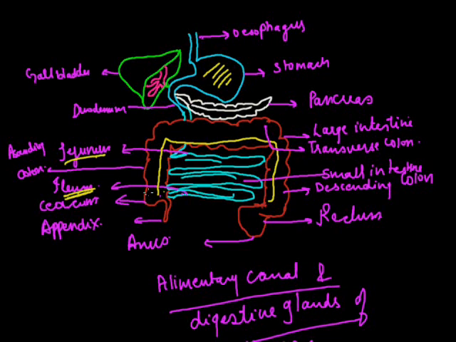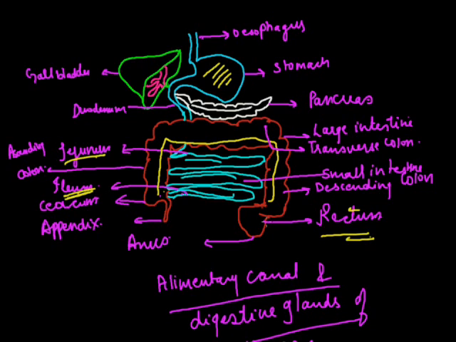After the cecum, the colon is there. This portion of the colon is called the ascending colon. This one is called the transverse colon, and this one is called the descending colon. The last part of the large intestine is called the rectum, and the rectum will lead to the anus, through which all the undigested waste material is thrown out of the body.